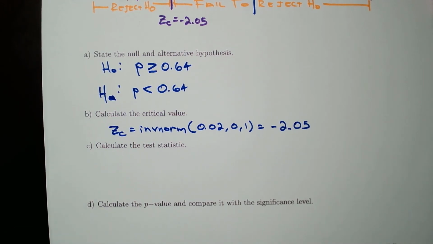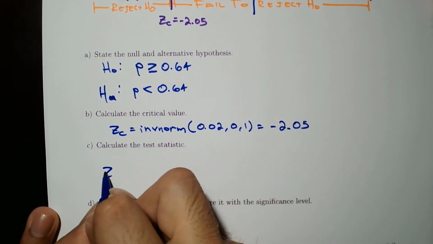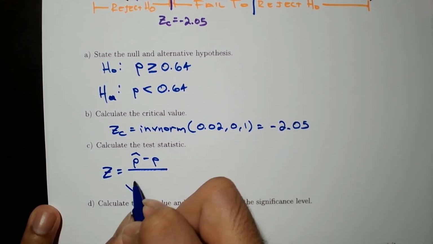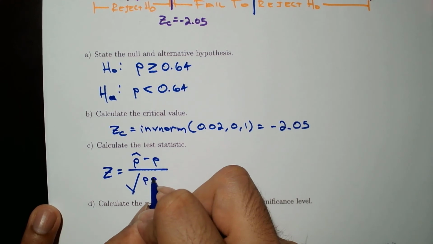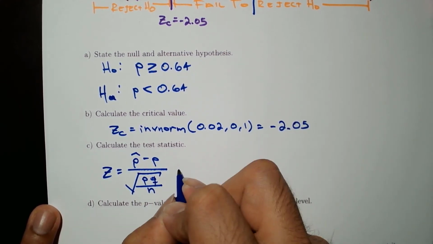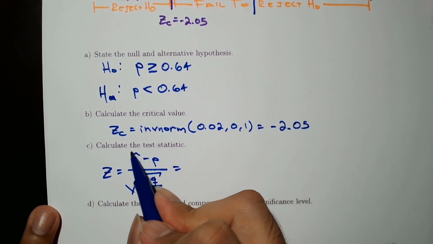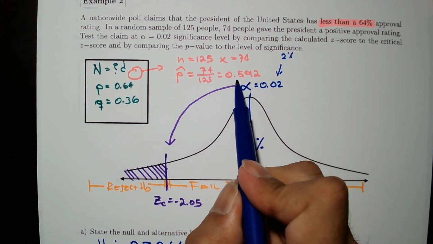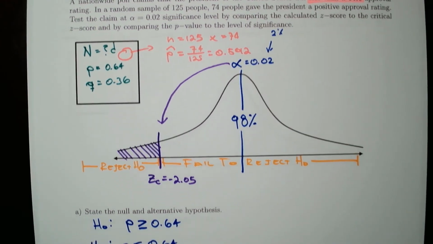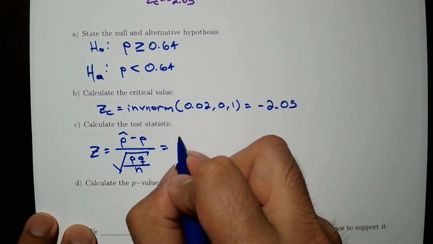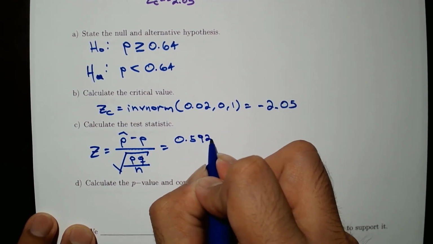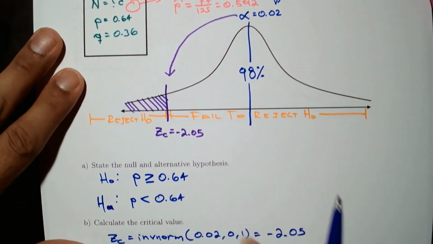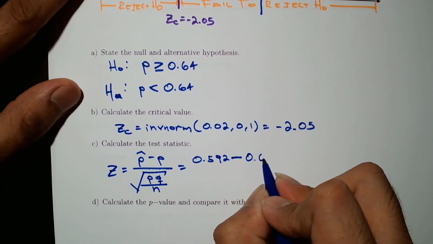Let's write down the formula first to recall it. P hat minus P from the population, divided by the square root of PQ divided by N. So let's put in numbers. This is the proportion from our sample, which is 0.592, minus P, the population proportion, the one that is claimed, which is 0.64.